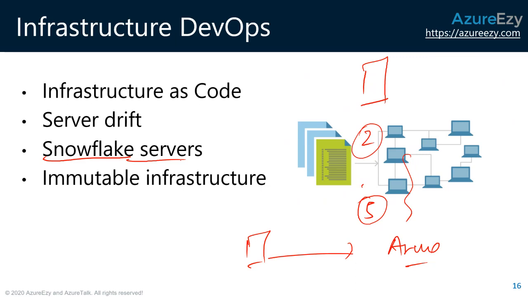Snowflake servers are working fine, but we don't know what configurations are making them work, because there has not been any tracking of changes. We don't know what changes have happened. If we had made changes using version control, using code, it would have been possible. Now why you should know this from the developer point of view, because this comes under CI/CD.